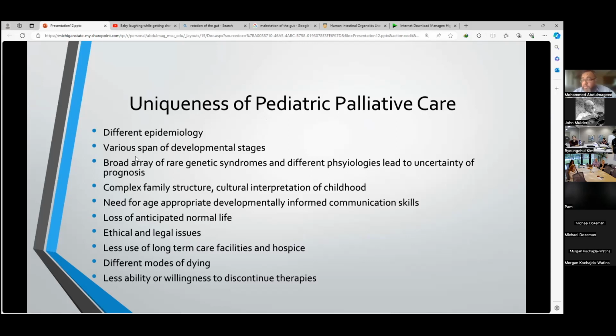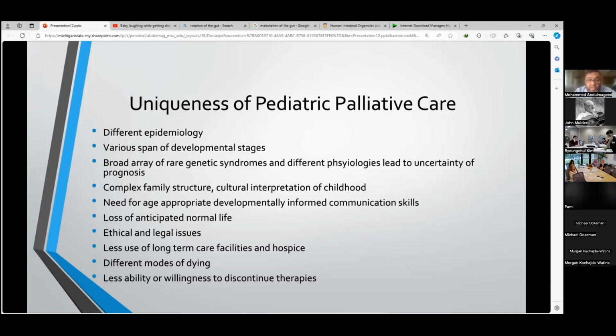Various span of developmental stages. So when you talk to a child that is 3 years old, it is different from one that is 10 years old, different from one that is in high school or college, completely different. So it needs specific skills to know what to tell each child or how to tell each child. A broad array of rare genetic syndromes and different physiologies.